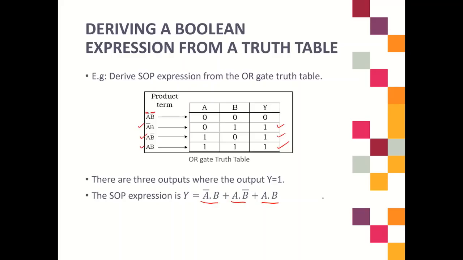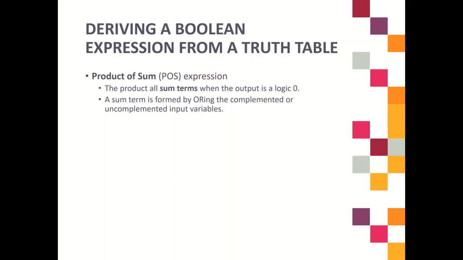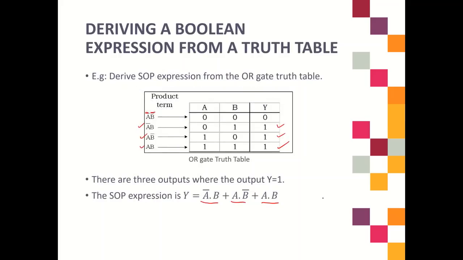So this is the SOP expression. You must remember what SOP means. First, SOP is that you sum the product terms when the output logic Y is equal to 1. And then you must understand what a product term is, because you need to sum the product terms. So you must first understand what a product term is, and how you get it. Product term is actually when you perform the AND operation.